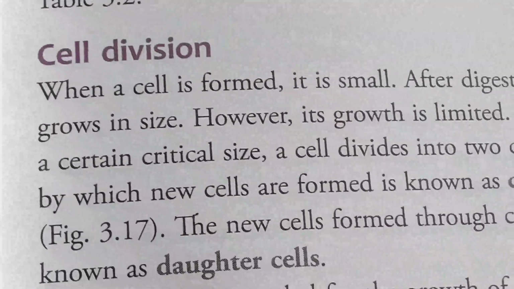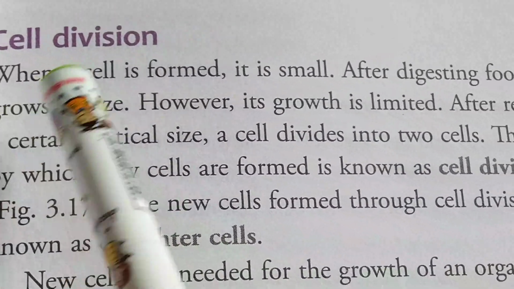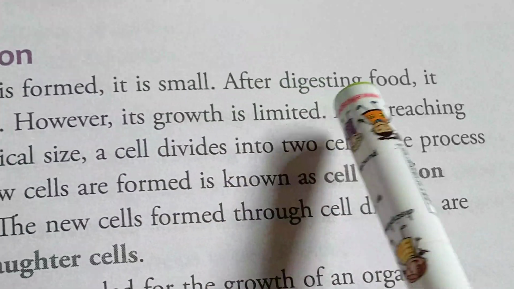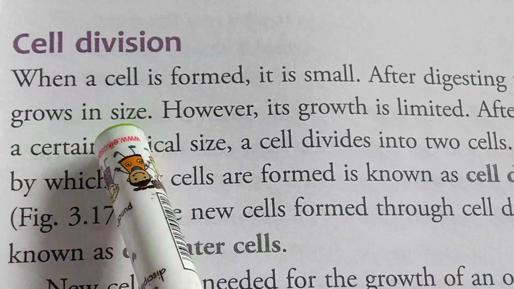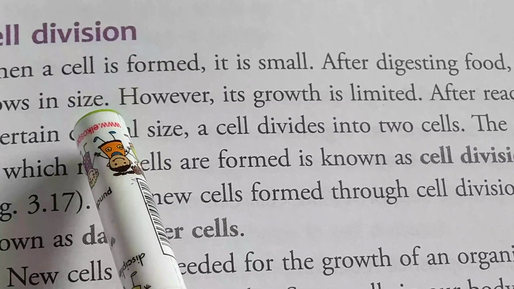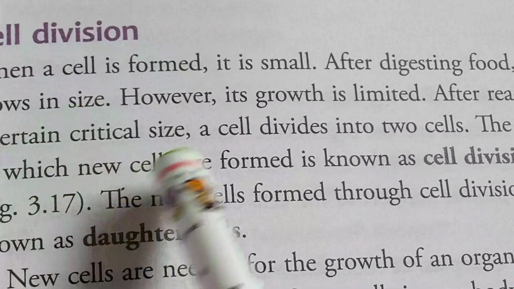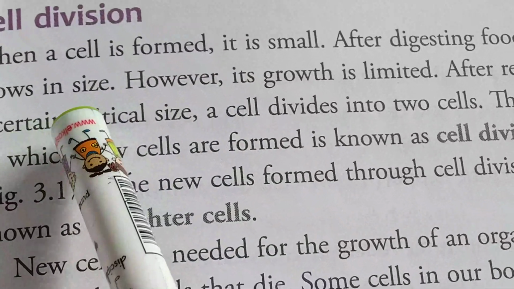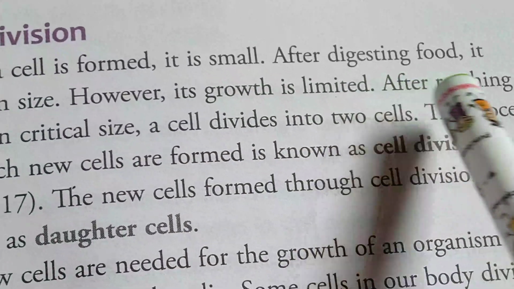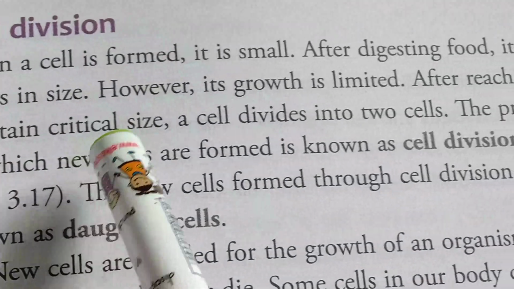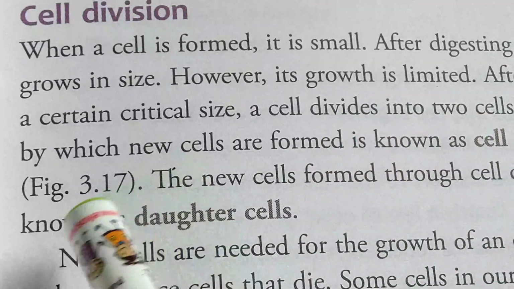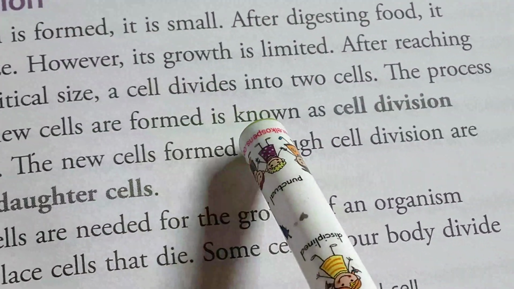Next, cell division. When a cell is formed, it is small. After digesting food, it grows in size. Normally, when a cell is first formed, its size is very small, but after collecting nutrients, it grows in size. However, its growth is limited. After reaching a certain critical size, a cell divides into two cells. This process by which new cells are formed is known as cell division.